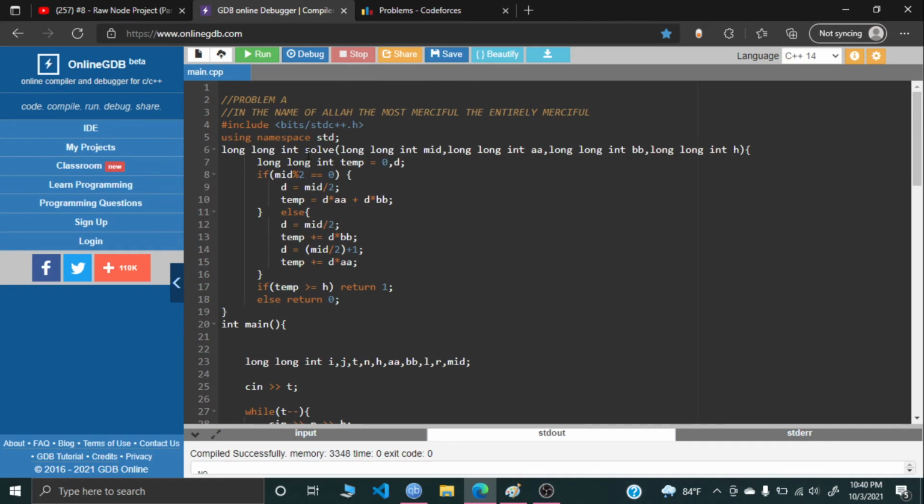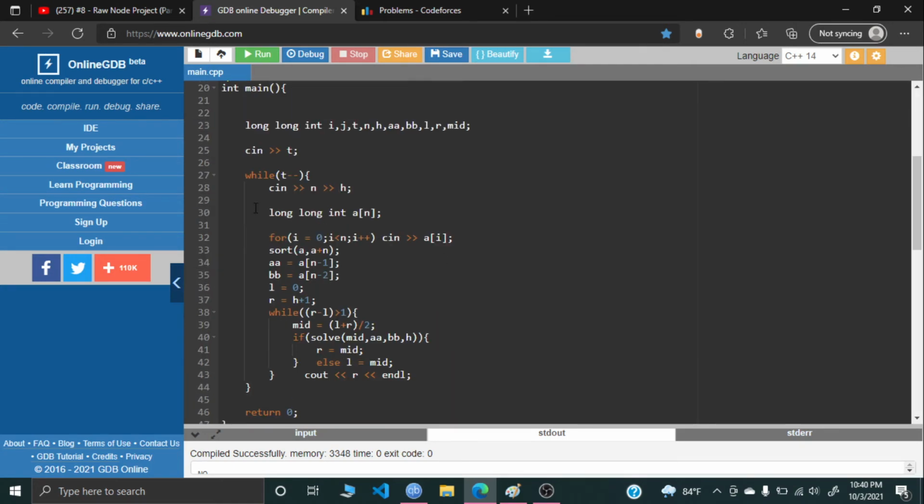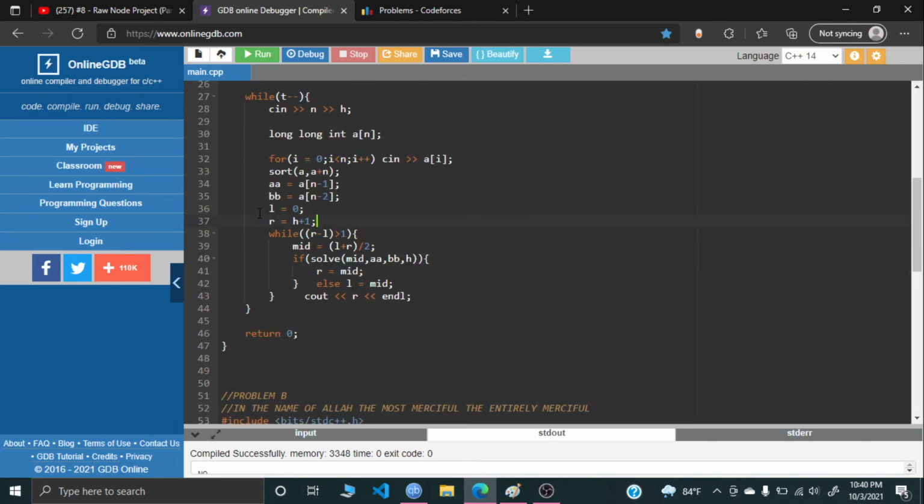Okay. This is the transition function that I've just explained earlier, and for each test case, we're taking n, and this is the health of the enemy, taking the array, and this is the last 2 values. After sorting the array, of course, you know what these values are. This is the binary search. The binary search will be in the range from L equal to 0 till h plus 1. This is for the boundary portion. The minimum could be 1 move, and the maximum could be the health of the enemy itself.